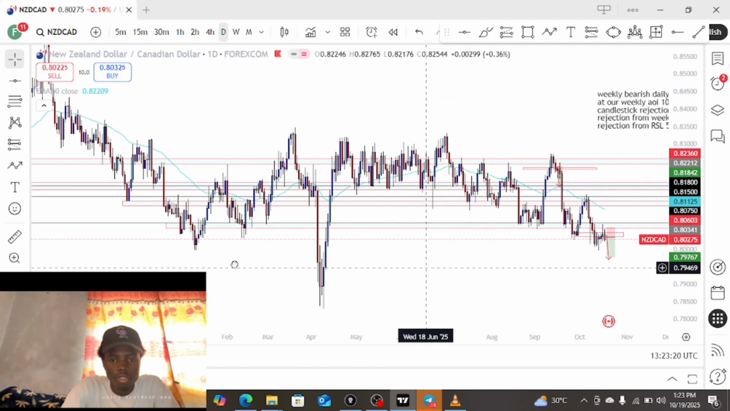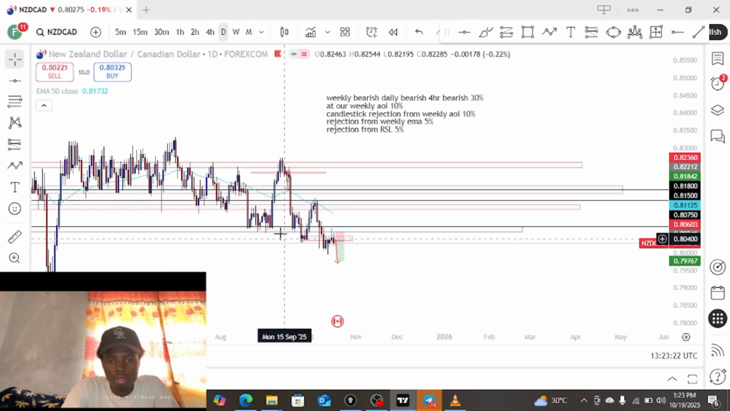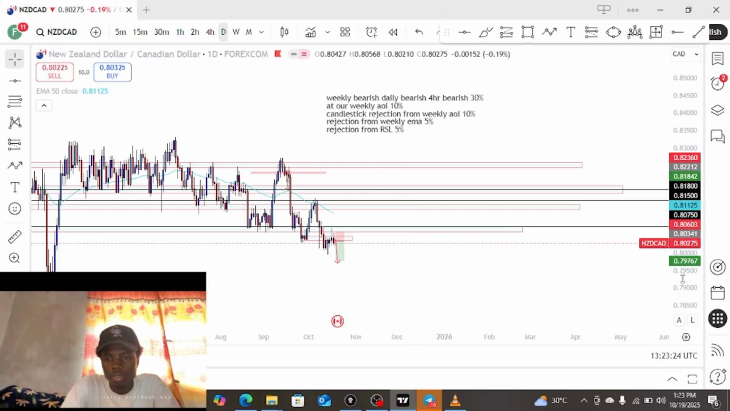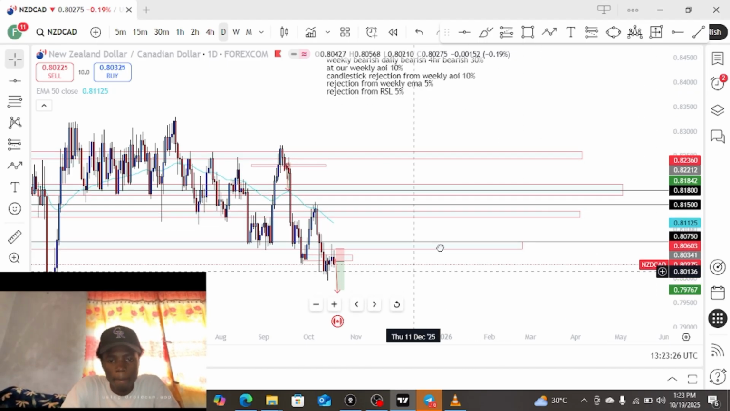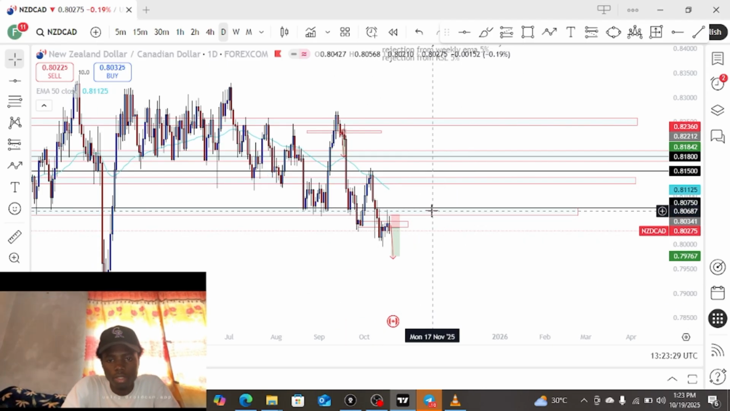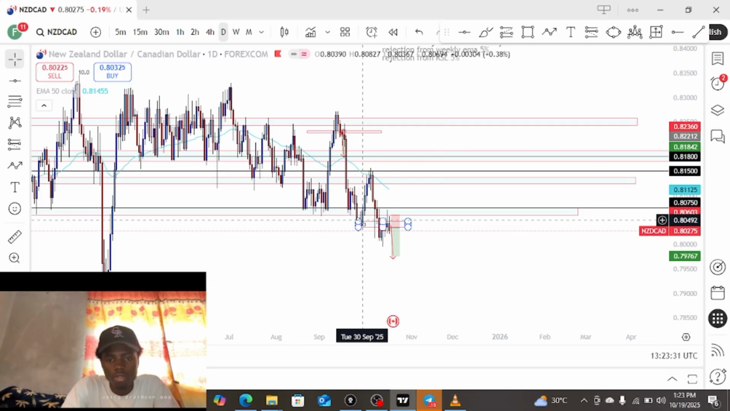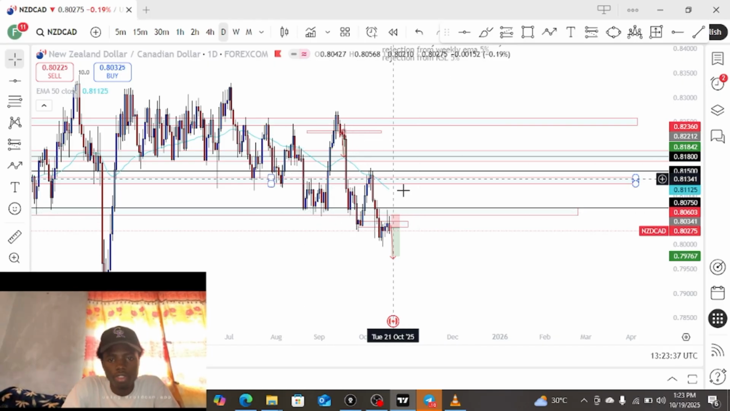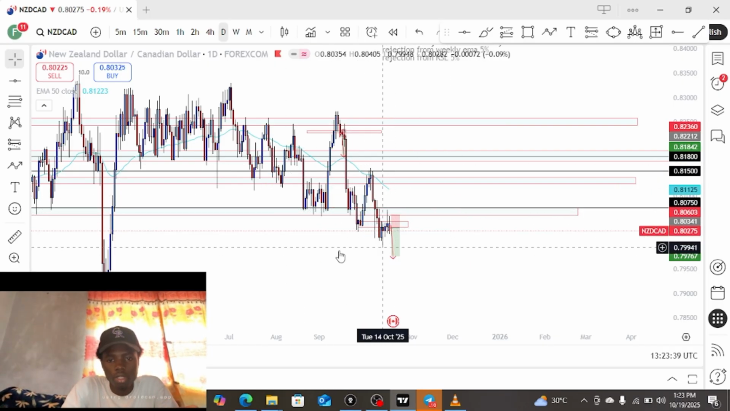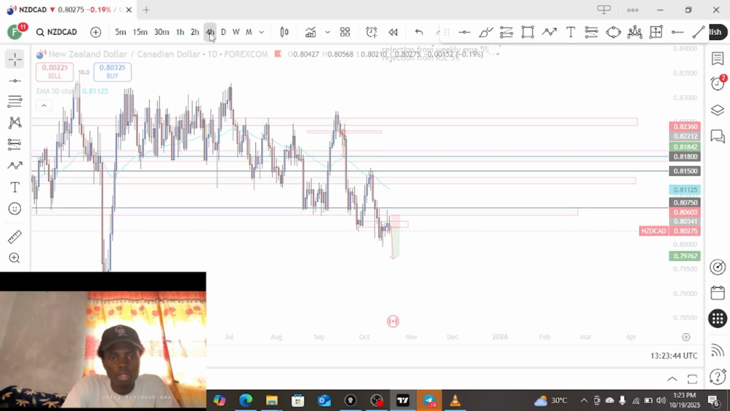We have the rejection from the POI, point of interest. Rejection from this round psychological level. Rejection from our previous structure point. Massive rejections. Good doji, it has given me a bearish engulfing, and then a doji as well. Go to the 4-hour time frame.